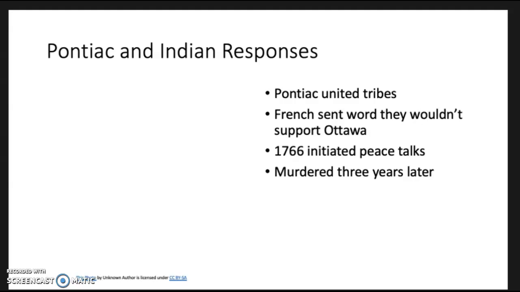Pontiac and Indian responses. After the French and Indian War, Britain no longer needed the Iroquois or their other Native American allies because there was no rivalry with France. So in 1763, Pontiac, the Ottawa chief, organized a rebellion against the British. France promised Pontiac that the French would send help to the Native Americans, but then backed off, and Pontiac initiated peace talks with the British. Pontiac was murdered for surrendering to the British so easily.